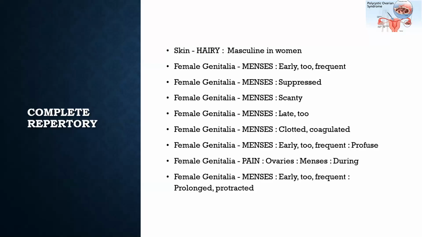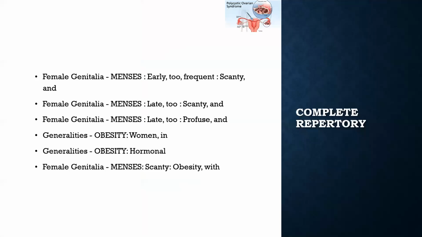That itself shows hirsutism. This is an important rubric in complete repertory, which is a little different from the other repertories. Again, in complete repertory, generalities, if we go, we find obesity, women in, obesity, hormonal. Now, this is again important for us. Generalities, obesity, hormonal. So when a patient comes with PCOD, we analyze them, and then if you go for repertorization, we can take these particular rubrics.